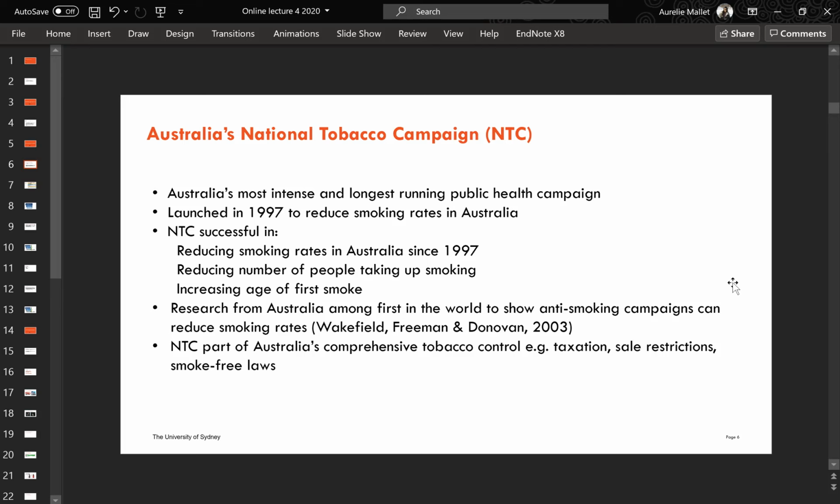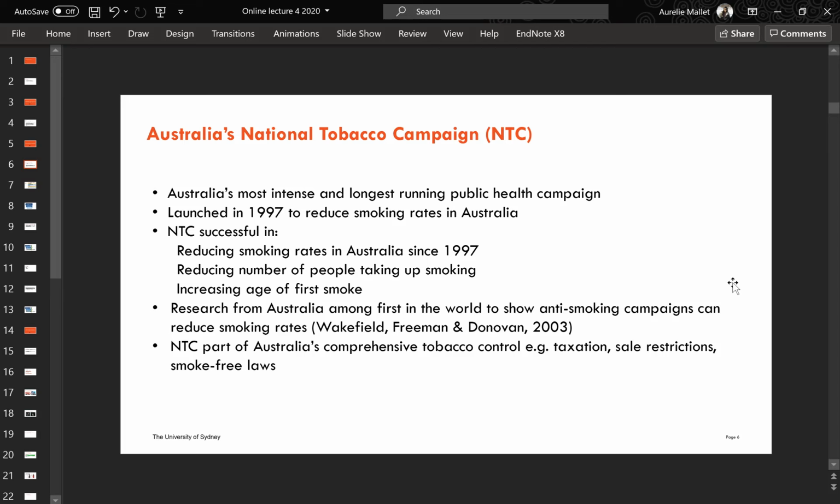So it's helped to reduce smoking rates across Australia. It's helped to reduce the amount of people that are taking up smoking in the first place. And it's also helped to increase the age at which people start smoking. So it went from the age of 14 to now the age of 16. And research from Australia was among one of the first research in the world to show that anti-smoking campaigns can actually reduce smoking.